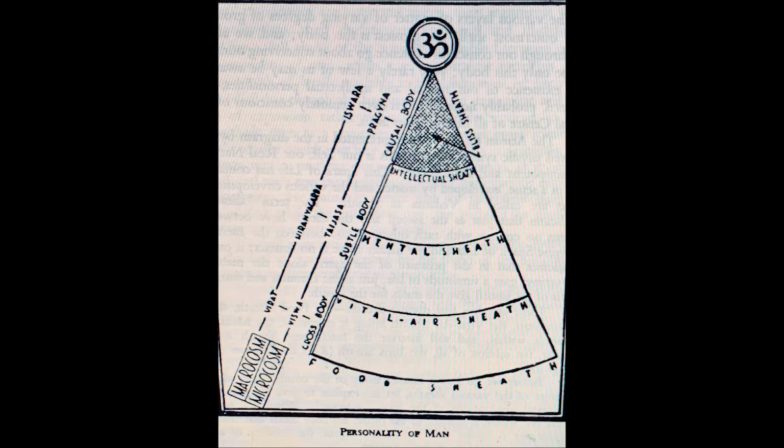Iska matlab ye nahi hai ki wo intellect andar chupa hua hai, aisa nahi hai. It is just more, in fact, it is ulta. It can go beyond even the mind. So that is a very important factor to remember here. More pervasiveness means more subtler.